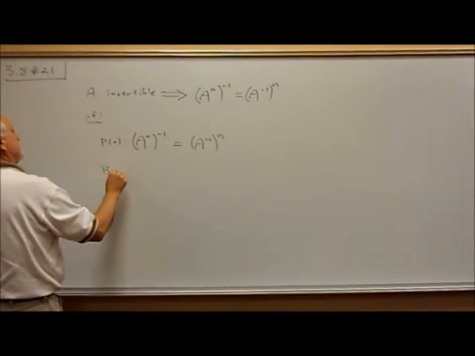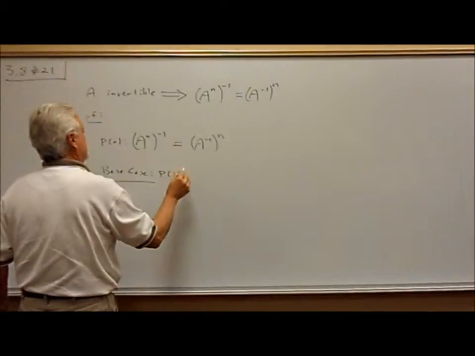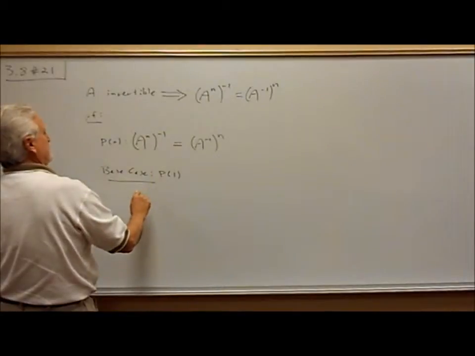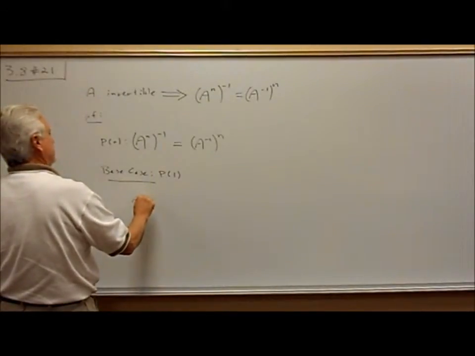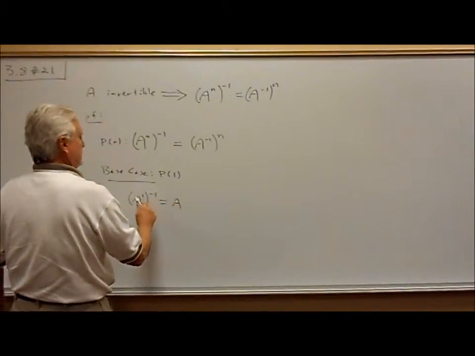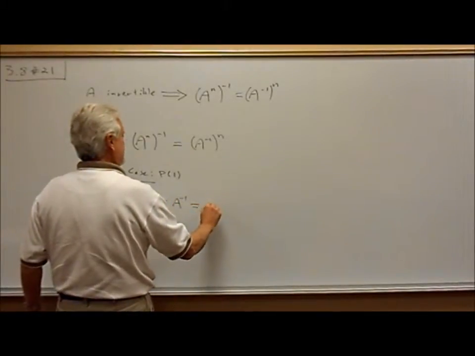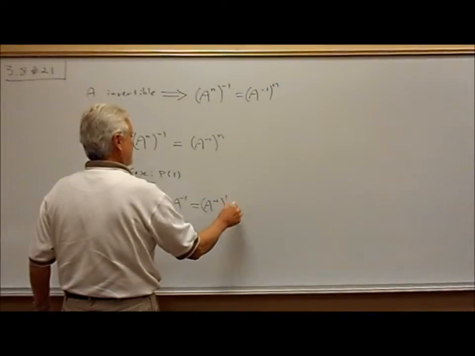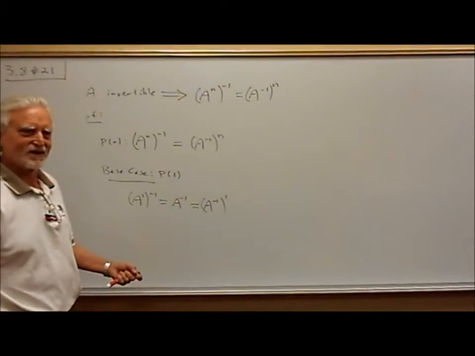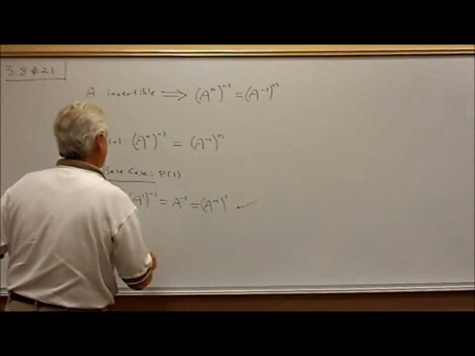The base case is, of course, P of 1 in this case. And we just need to verify that that's true. Well, A to the 1 inverse is just A to the 1 is A, so that's A inverse, and that's A inverse to the power 1, just because the power 1 just means to write the symbol down correctly, and so that takes care of the base case.